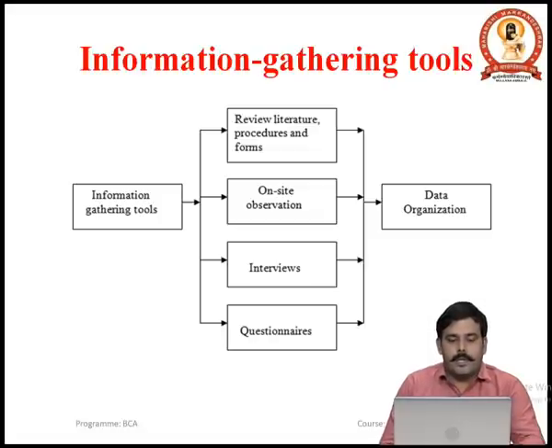In the diagram on the screen, you can see the various information gathering tools and the process of how we organize the data after getting the information by applying information gathering tools on various sources of information. So, the information gathering tools are review of literature, procedures and forms, on-site observation, interviews, and questionnaires, and the information generated or gathered by applying all four tools for information acquiring. We document that information and organize the data for decision points or designing a system.